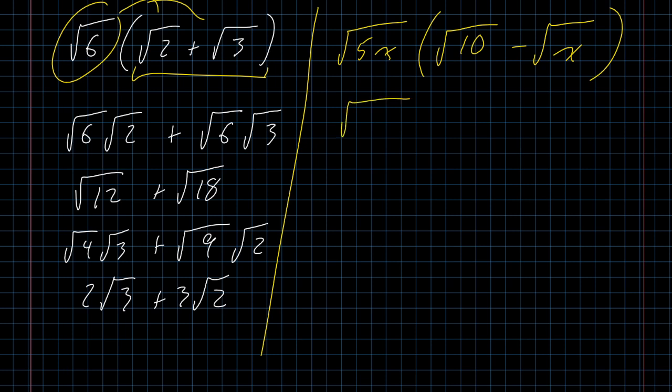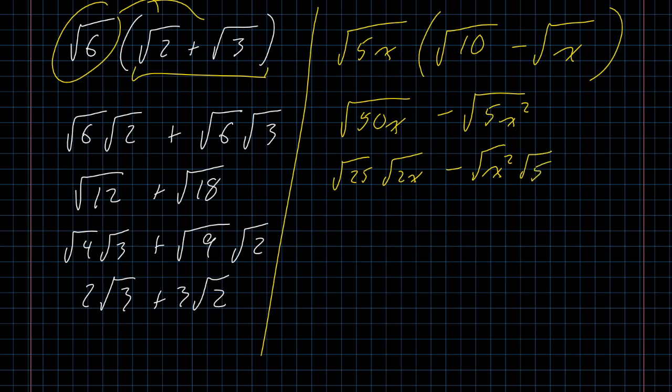We're going to multiply the square root of 5x times the square root of 10, and we're going to get the square root of 50x. We're going to multiply the square root of 5x times the square root of x, and we're going to get the square root of 5x squared. From here, we're going to notice on 50x, well, 50 is 25 times 2, so 50x is 25 times 2x. And then, of course, 5x squared is x squared times 5.